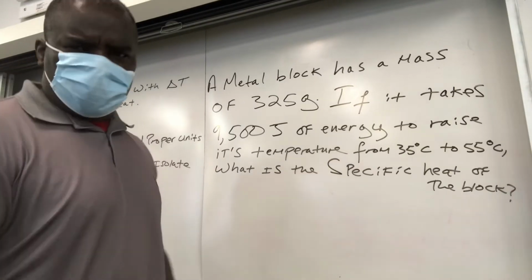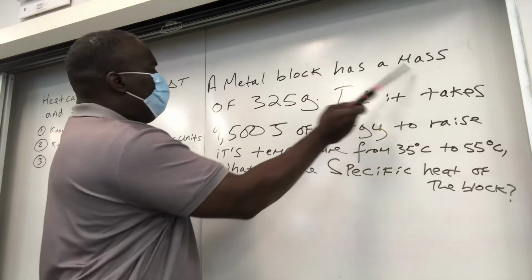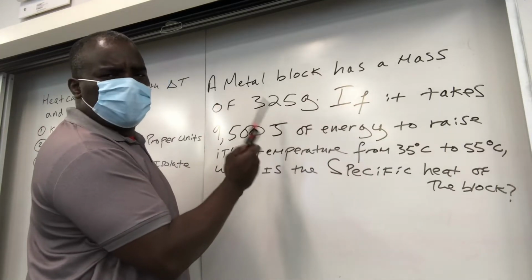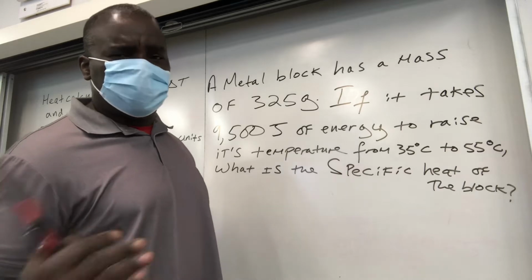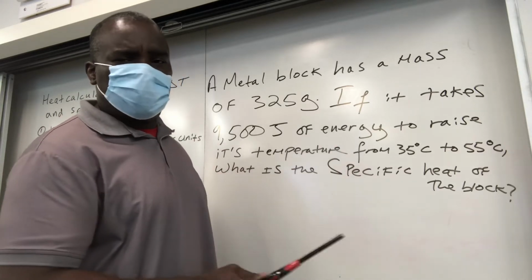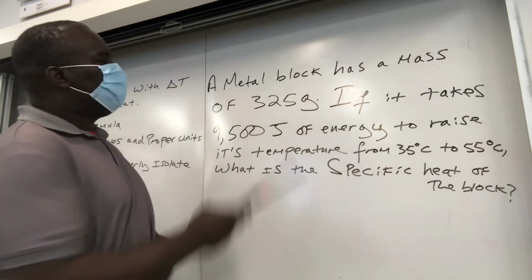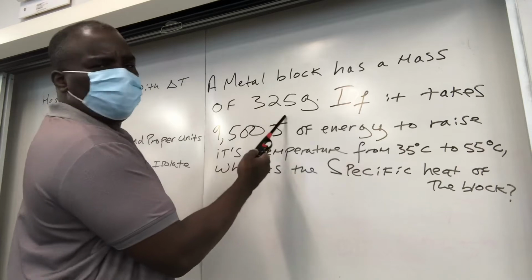First problem. Alrighty, so I'm going to read it first. A metal block has a mass of 325 grams. Now I tell all my students all the time, don't read this problem quickly in a rush and then go, oh my goodness, I can't do it. There's so much information, I'm confused. Read it slowly. A metal block has a mass of 325 grams.